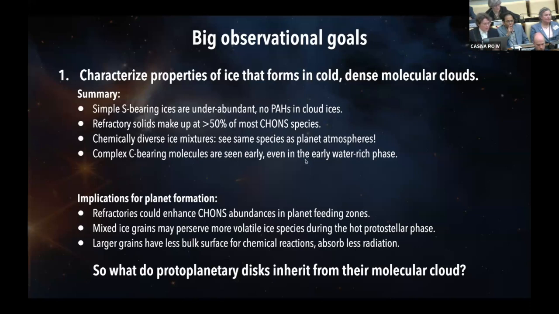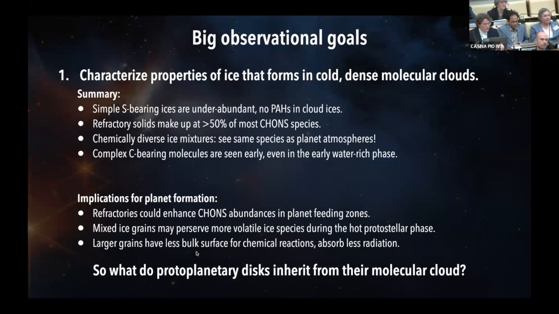We also see that there are complex organic molecules that must have formed early in the water-rich phase. The implications for planet formation are that the refractories could enhance the CHON abundances in planet-feeding zones, that these mixed ices may enable some of the more volatile ice species to survive and fall onto the protoplanetary disk during the hot protostellar stage, and that we have larger grains, which should have less surface for chemical reactions and absorb less radiation, which may enable them to survive longer.